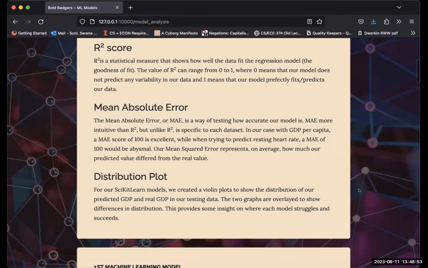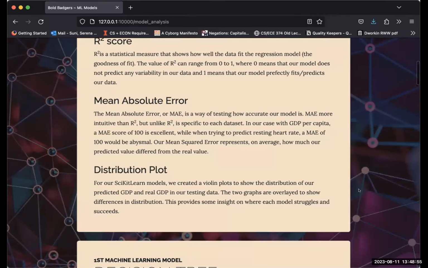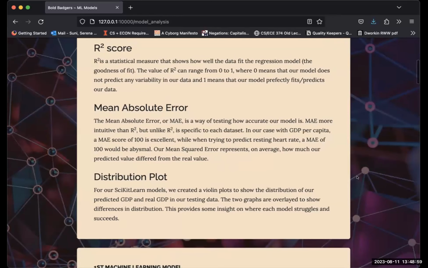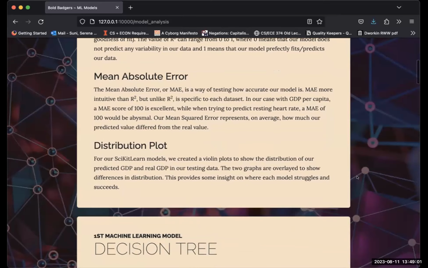Now, for each model, we use a violin plot to show the distribution of our predicted GDP and the actual GDP in our testing data. And we overlay both of them to show the differences.